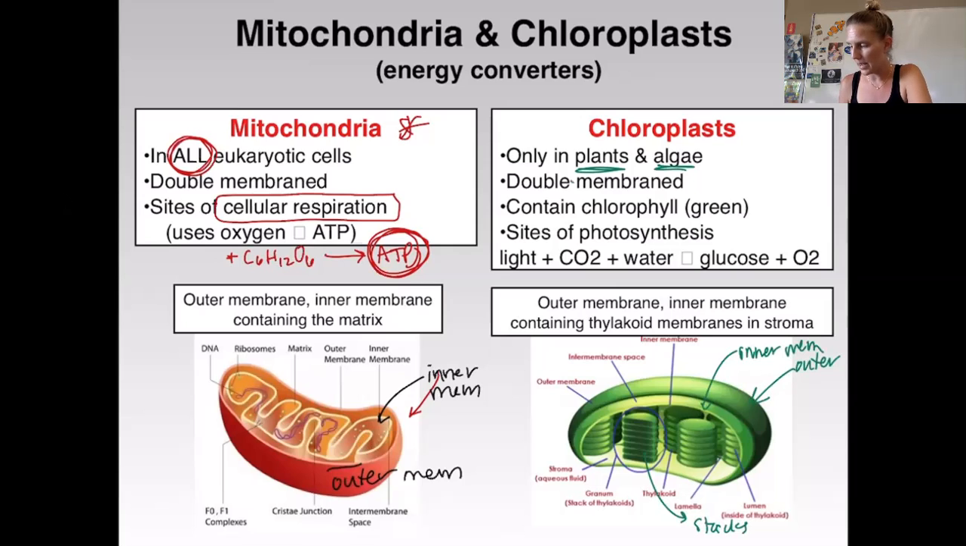But they're double membraned. They contain a green pigment called chlorophyll. And these are the sites of photosynthesis. This is where plants use light energy and carbon dioxide to create glucose and oxygen. How awesome for us, because we then use that oxygen and glucose to make ATP.